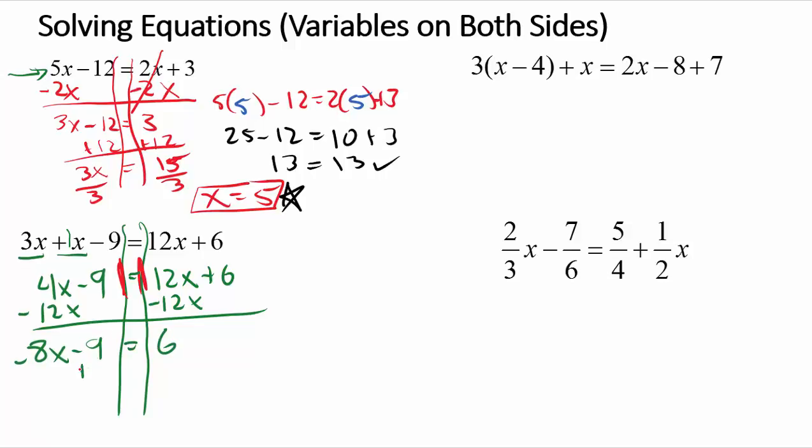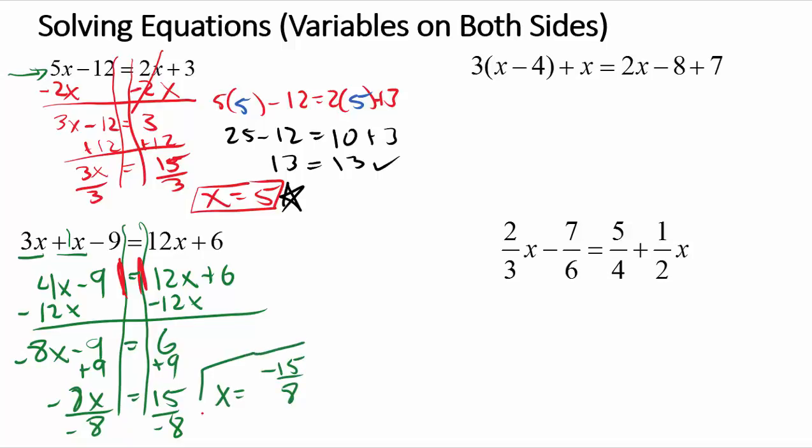Now I've just got to move the 9 over by adding it. So that gives me negative 8x is equal to 15. And then finally here, if I divide by negative 8 on both sides, that doesn't look like it's going to reduce. So my answer here should be x equals negative 15 over 8. So negative 15 over 8.